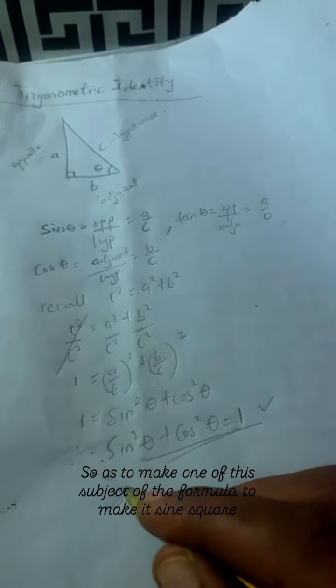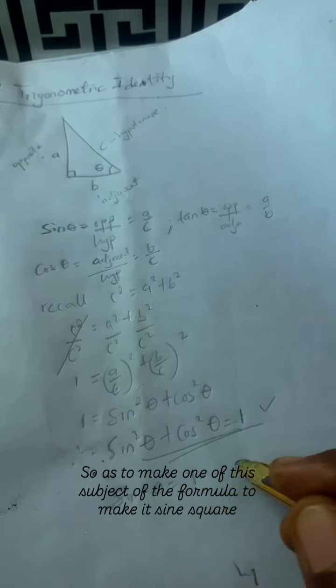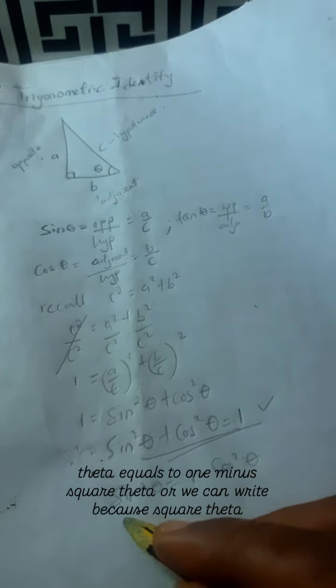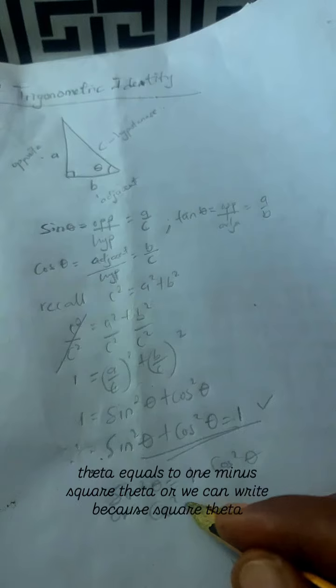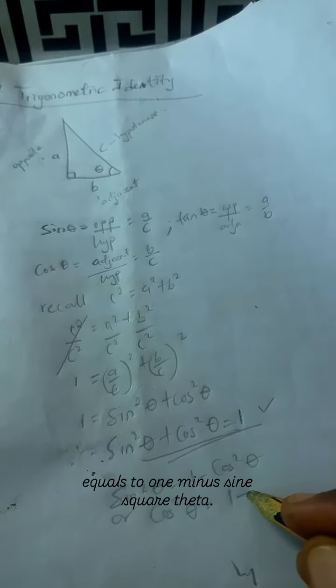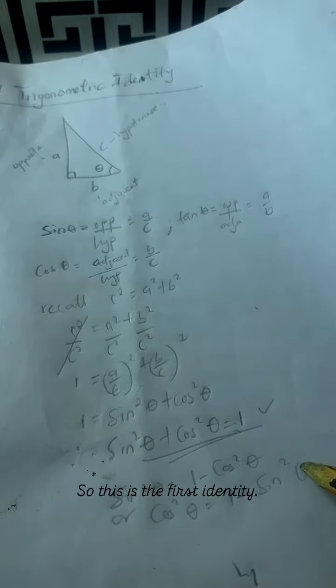Now, for practical or application purposes, we can decide to rewrite this equation so as to make one of these the subject of the formula, to make it sine square theta equals 1 minus cos square theta, or we can write cos square theta equals 1 minus sine square theta. So this is the first trigonometric identity.